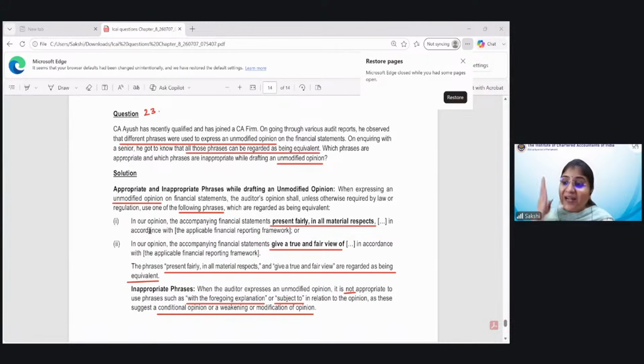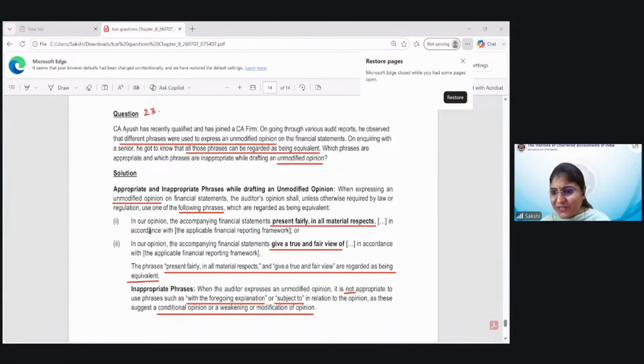That becomes a conditional opinion. Thereby, it weakens your modification. Isn't it? It weakens the audit report. It doesn't give that weight to it because you are using subject to with the foregoing explanation means the auditor is himself in a doubt. Isn't it? All right. So, appropriate and inappropriate phrases while drafting the unmodified opinion.